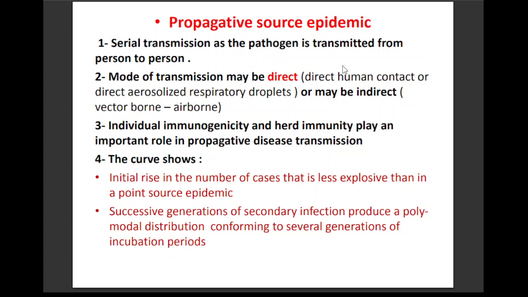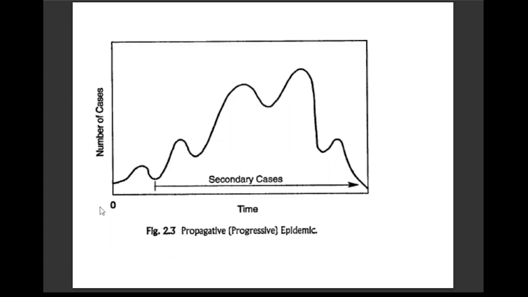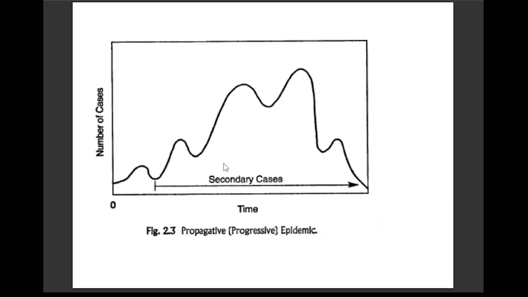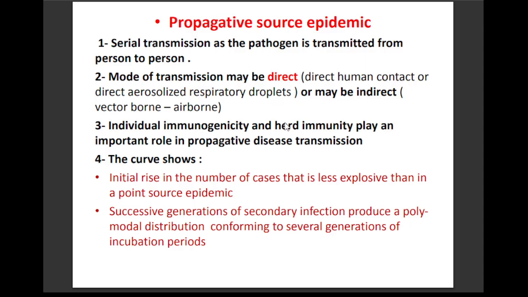The curve shows an initial rise in the number of cases that is less explosive than in the normal point source epidemic. Here, the number of cases slowly keeps on increasing. There is no such drastic increase as was seen in the point source epidemic. Progressive or successive generations of secondary infection produce the polymodal distribution. Such a type of curve we call polymodal. There we will see wave-like structures. We call these waves, that is, the first wave of COVID-19, the second wave, and likewise.